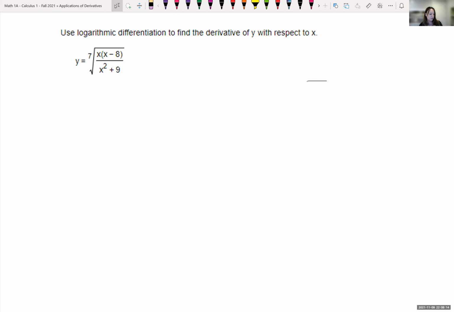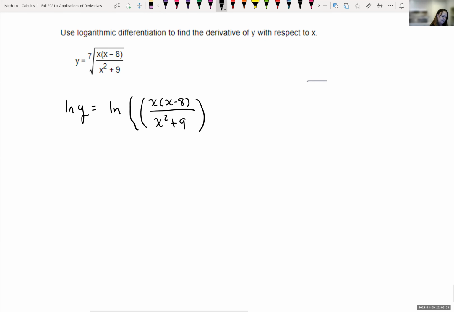So the following problem is a review problem. It says use logarithmic differentiation to find the derivative of y with respect to x. And so what we want to do is take the natural log of both sides of our equation, because taking the derivative of natural log is easier than any other base. So we're looking at the natural log of y equals the natural log of, I'm going to rewrite this, my quotient x times x minus 8 divided by x squared plus 9. And this 7th root is the same thing as raised to the 1/7 power.